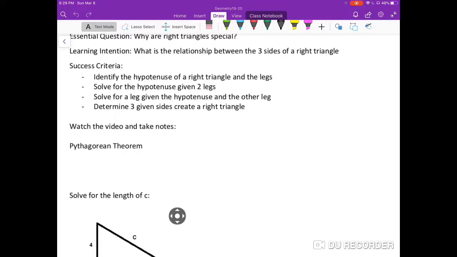All right, video 3 is the Pythagorean theorem. We've done a little bit of Pythagorean theorem in class. We're going to get into more detail, and it's going to be a main topic of the video, so we're going to have to know how to do it.